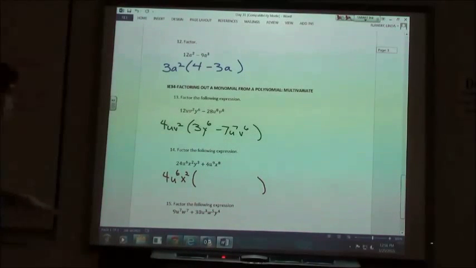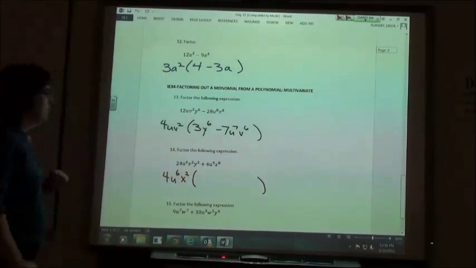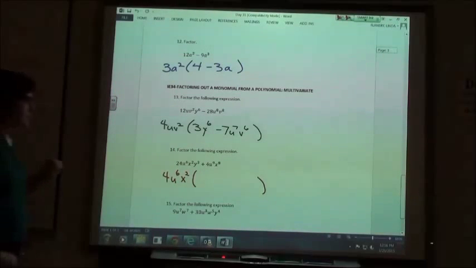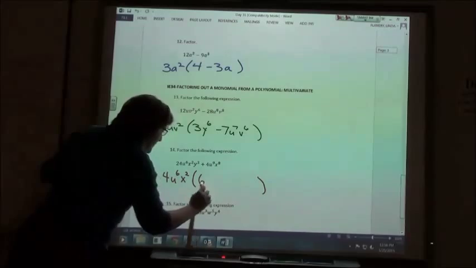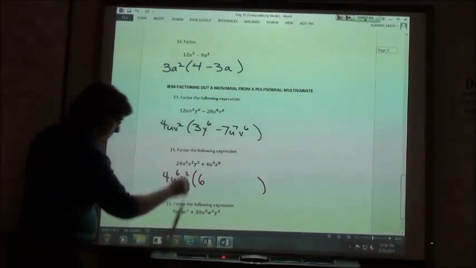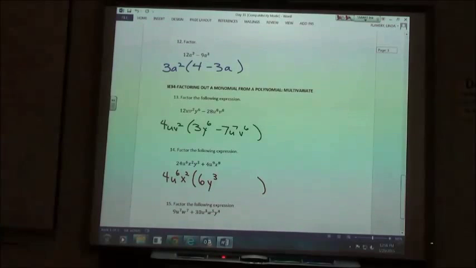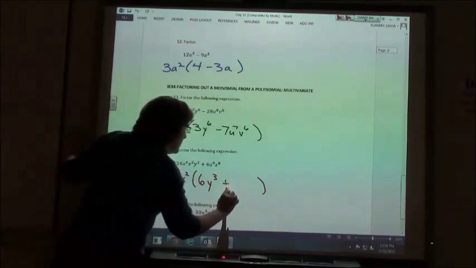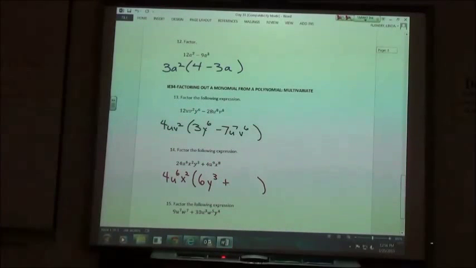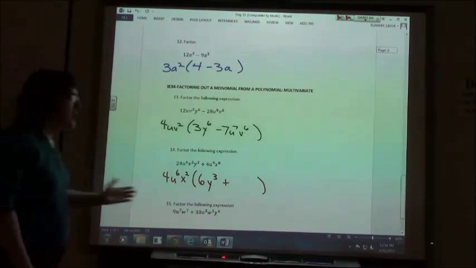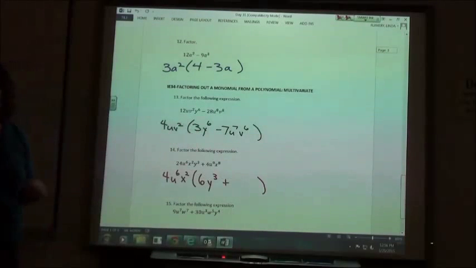And they don't both have y's, so I can't take a y out, right? So now I have to divide. When I divide, I'm going to get 6y to the third. See how she got that? Plus 1. You don't really need to write the 1 unless there's nothing else left over.